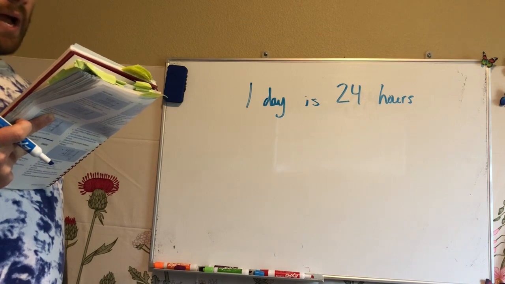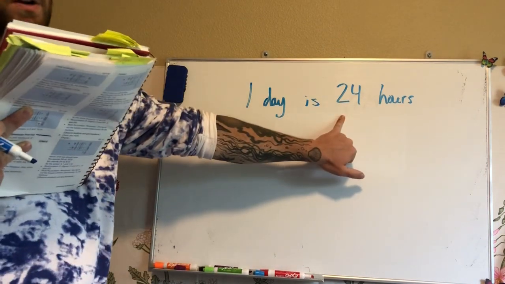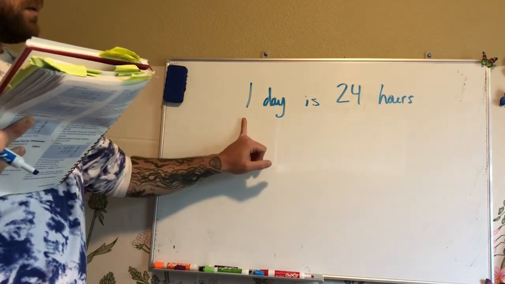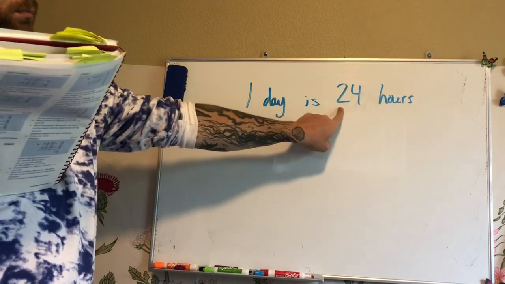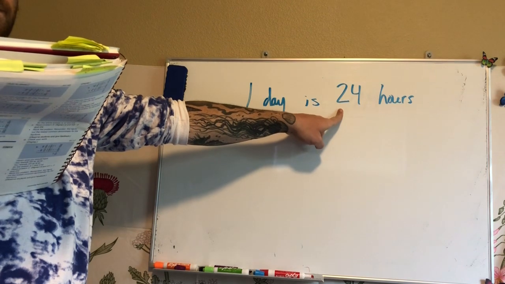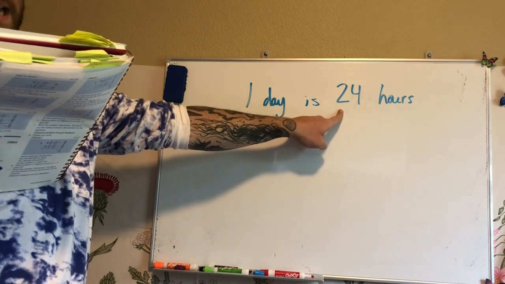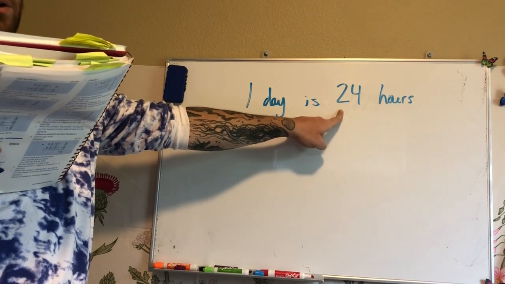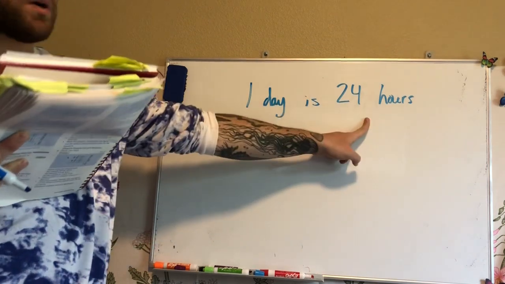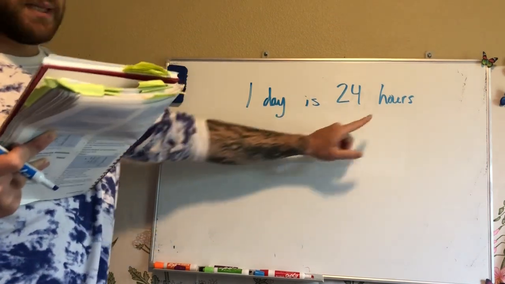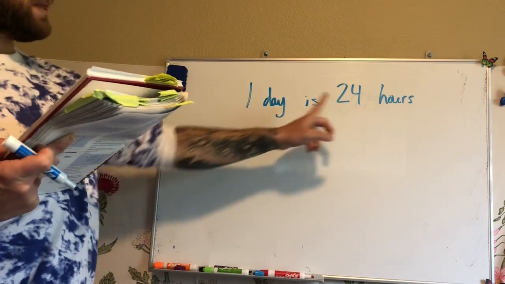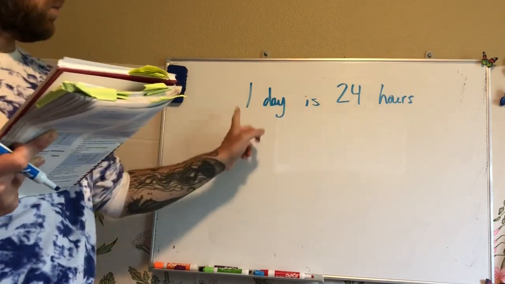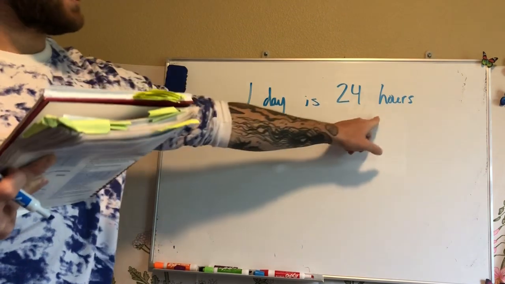Are there more days or hours? There are more hours than days. How many times more? 24 times more. So if you change days into hours, do you multiply or divide? If I'm changing days into hours, I'm going to multiply going this way. So what am I going to multiply by? 24. 1 times 24 is 24.